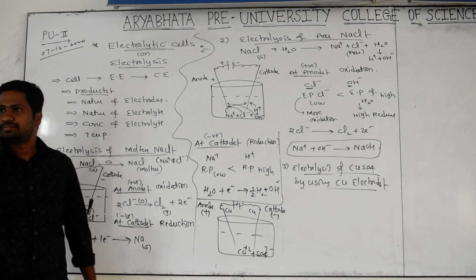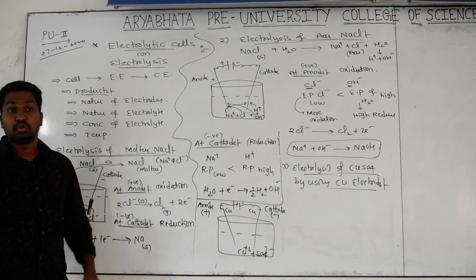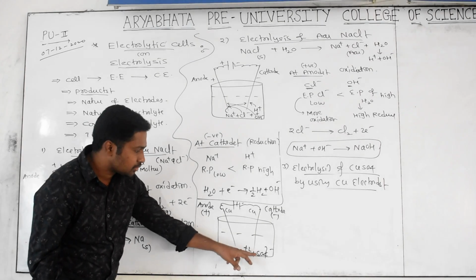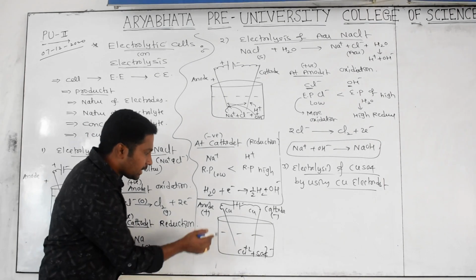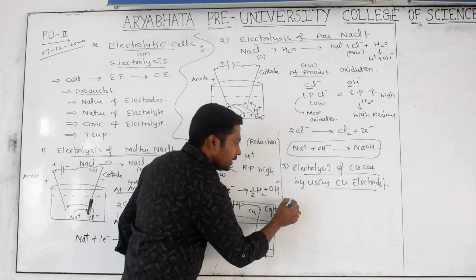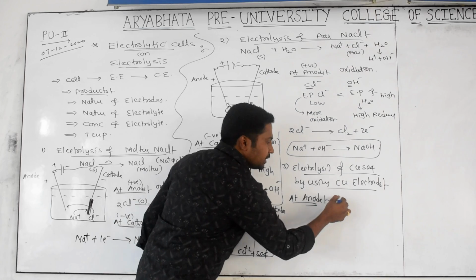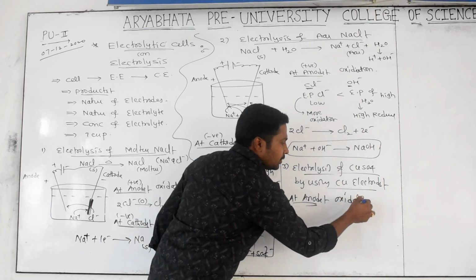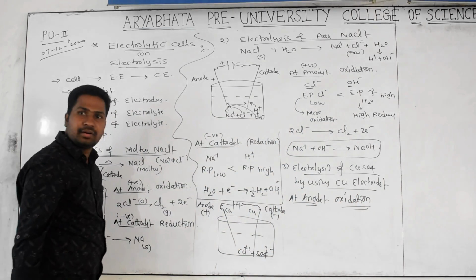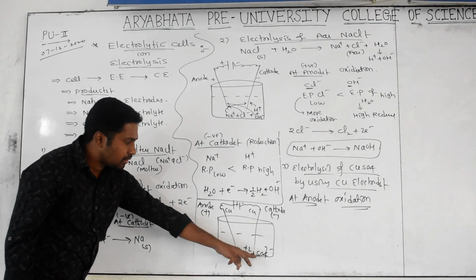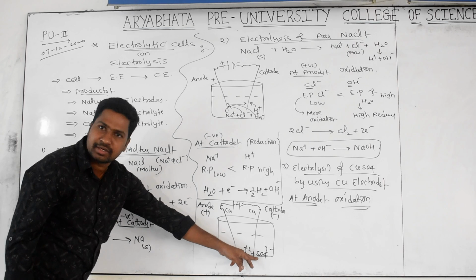What is happening here? Two things are going on. First of all, here what will be there? Cu2+ and SO4 2- are there. So at the anode, generally what is happening? At the anode, generally oxidation will be going on. Yes or no? Okay, which particles are undergoing oxidation? Is there any chance for OH- or SO4 2- particles to undergo oxidation?